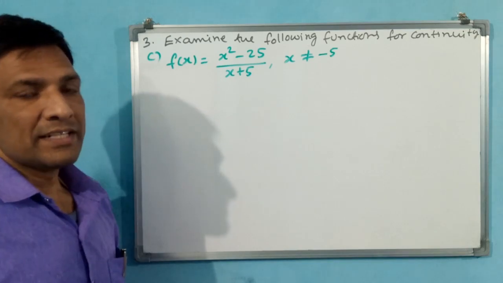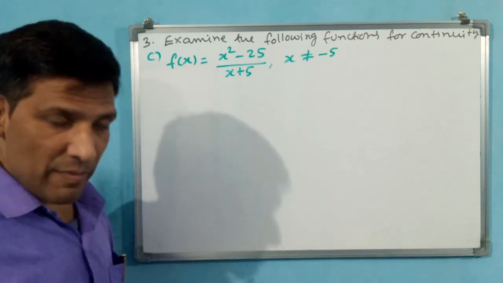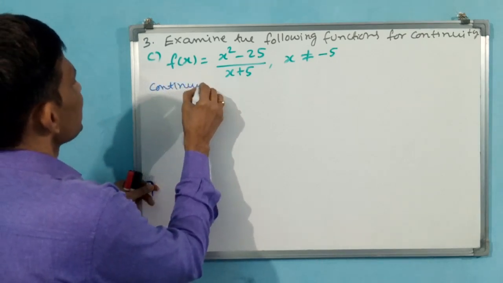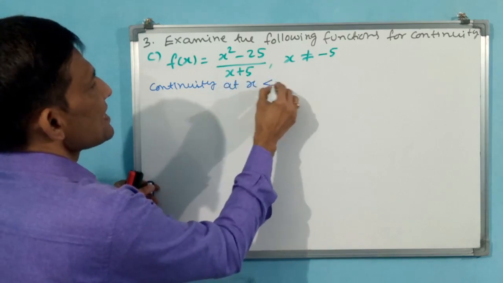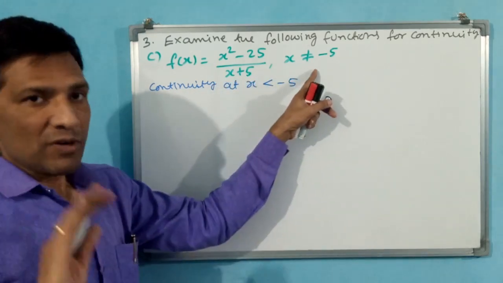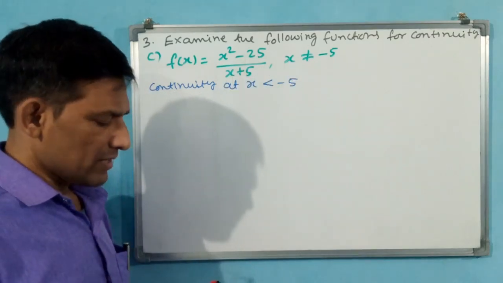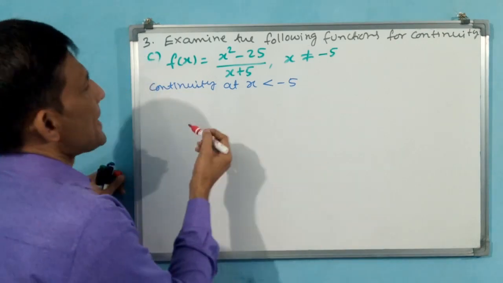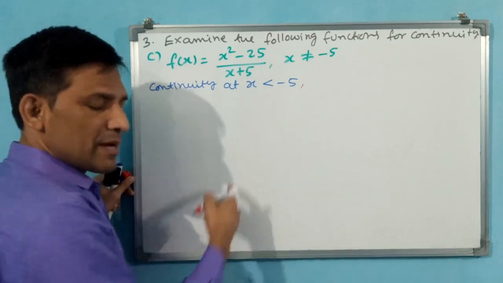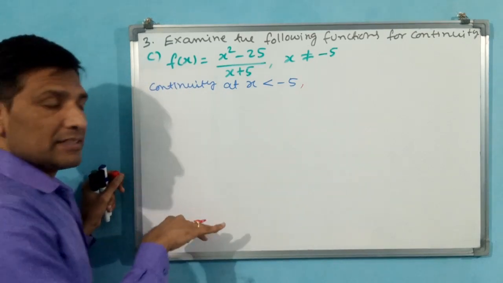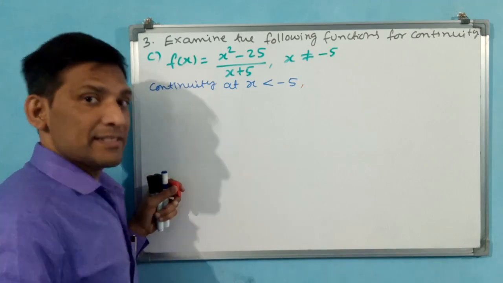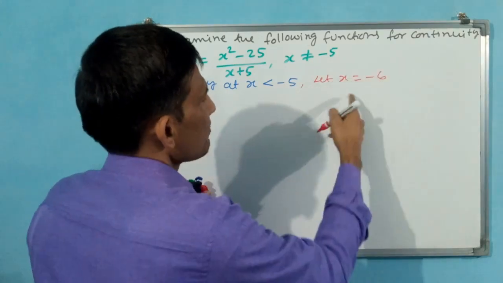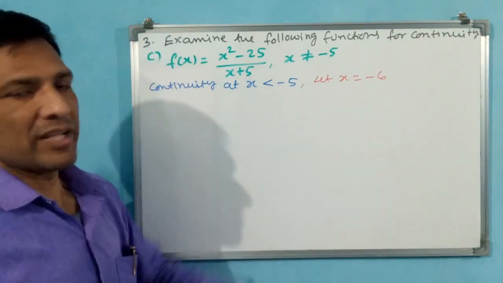Okay. Now you take continuity at x is less than minus 5. Write down. Continuity at x is less than minus 5. Why? Because equal to minus 5 we should not take. Less than minus 5, greater than minus 5, how to take. Okay. Write down. Continuity at x is less than minus 5. Now you see, less than minus 5 means any one number we have to take to apply the limit. Minus 6. Minus 6 is less than minus 5 only. Please keep in your mind. Let x is equal to minus 6. Minus 6 is less than minus 5? Yes, less than minus 5.